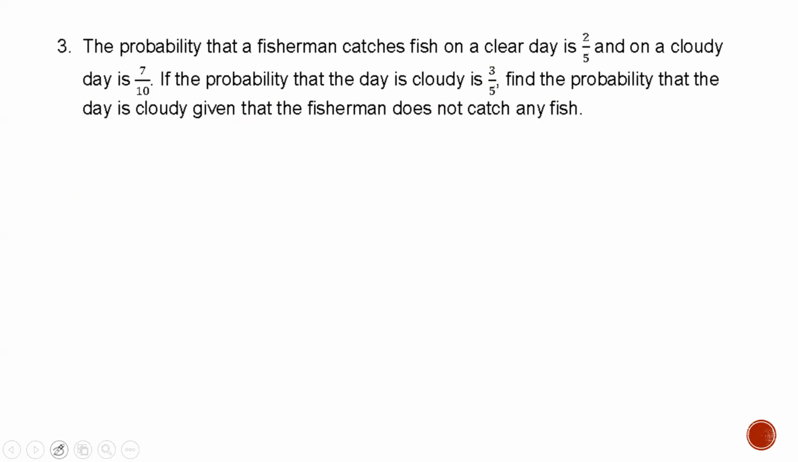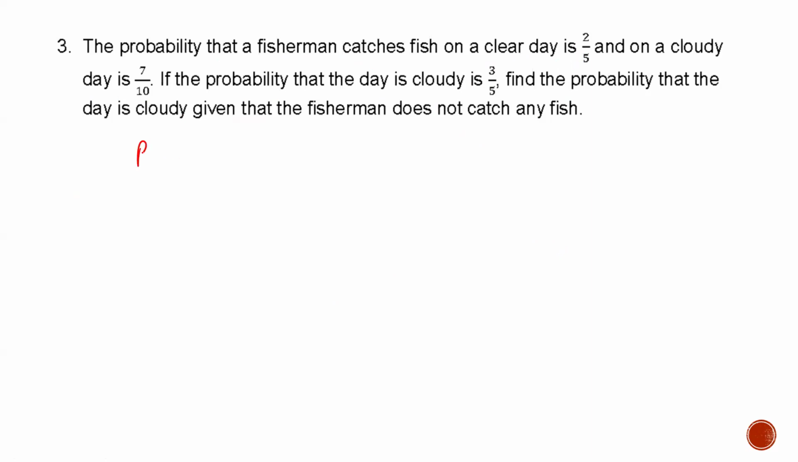Someone has asked me for an example of conditional probability. Question 3 tells us that the probability that a fisherman catches fish on a clear day is 2 out of 5. So what does that mean? It means that if it's a clear day, then the probability that he catches fish on that day is 2 out of 5.